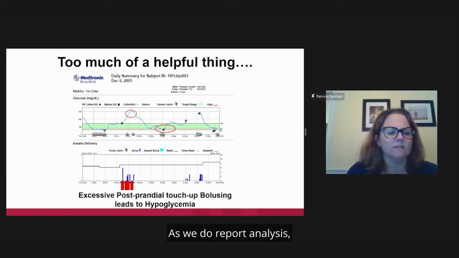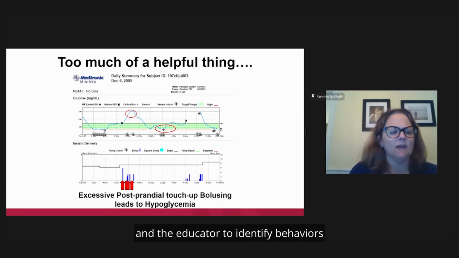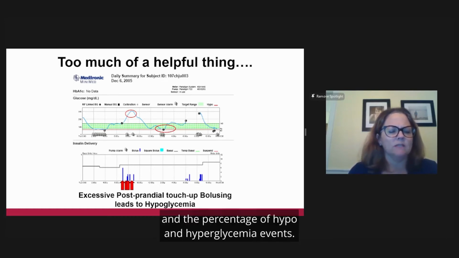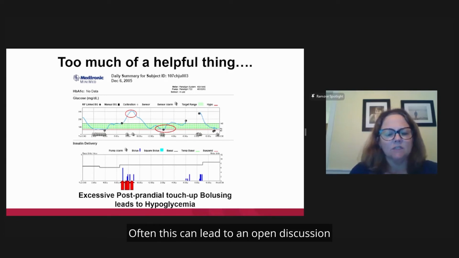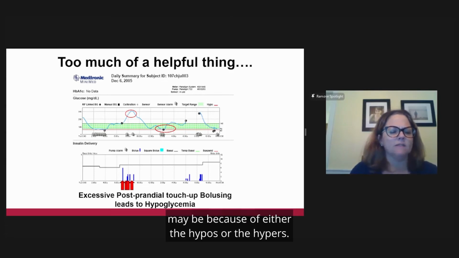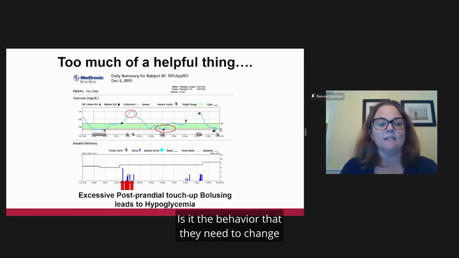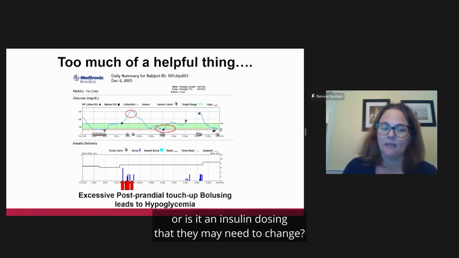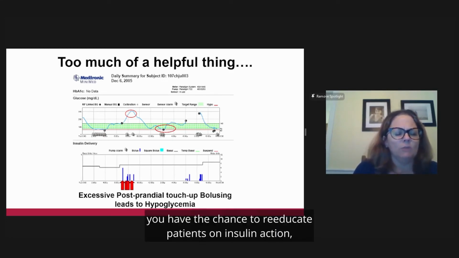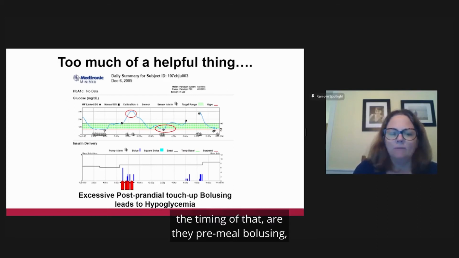As we do report analysis, it really allows the provider and the educator to identify behaviors and see the percentage of time in range and the percentage of hypo and hyperglycemia events. Often, this can lead to an open discussion of what the patient thinks may be the cause of either the hypos or the hypers. Is it a behavior that they need to change, or is it an insulin dosing that they may need to change? So additionally, you have the chance to re-educate patients on insulin action, and the timing of that.